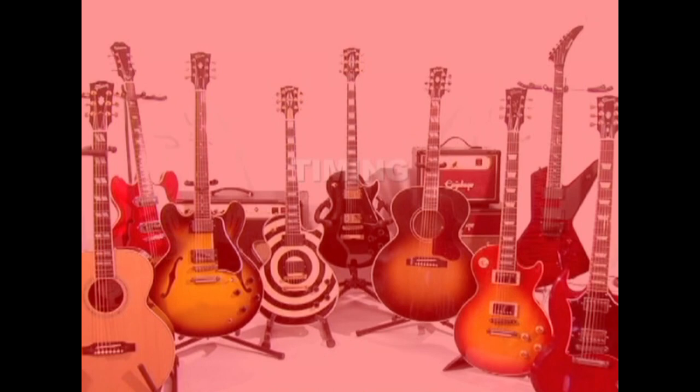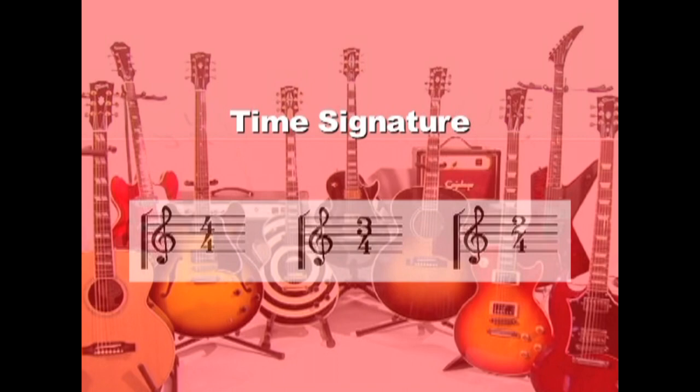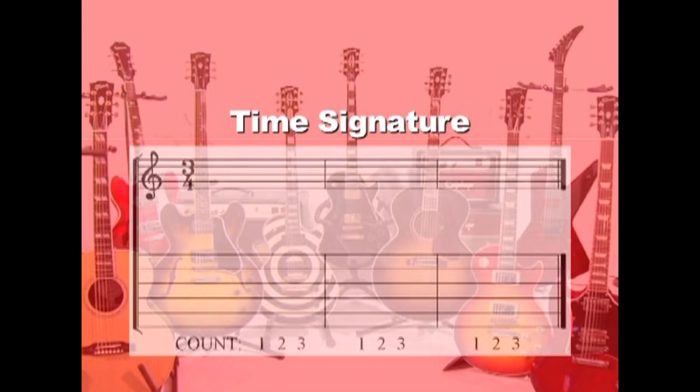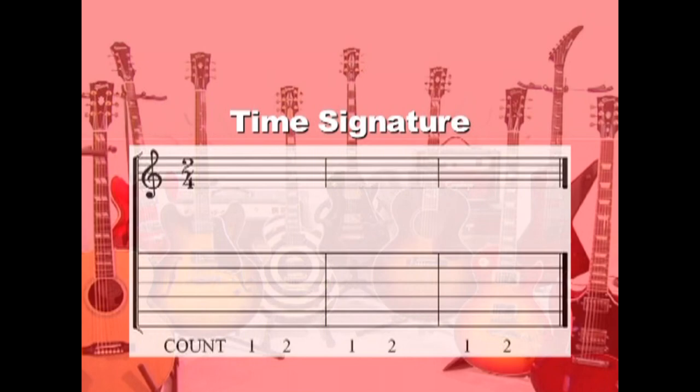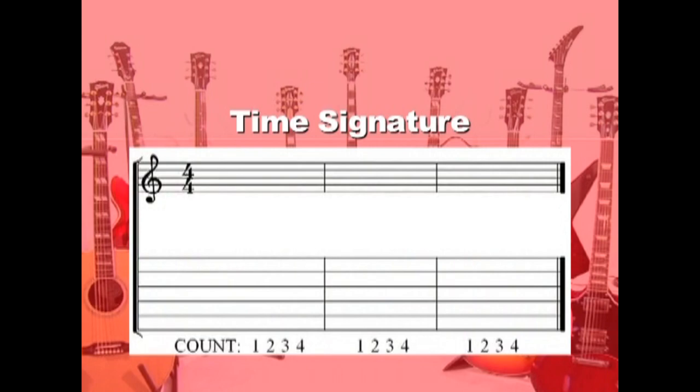Each measure uses an equal set of beats. The amount of beats is determined by the time signature. For example, in 4/4 timing, each measure equals 4 beats. In 3/4 timing, each measure will equal 3 beats. In 2/4 timing, each measure will equal 2 beats. The most popular time signature is 4/4 timing.